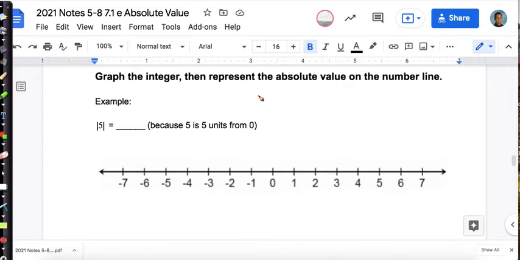So here we're going to graph the integer, then represent the absolute value on the number line. So remember, this is the absolute value symbol. So I need to represent it on the number line, so I'm going to mark a spot at 5, and I know absolute value is the distance from 0, so I'm going to mark a spot at 0, and I'm going to connect those two lines together. So this is representing the absolute value of 5, and the absolute value of 5 is 5 spaces from 0, so the answer is 5.